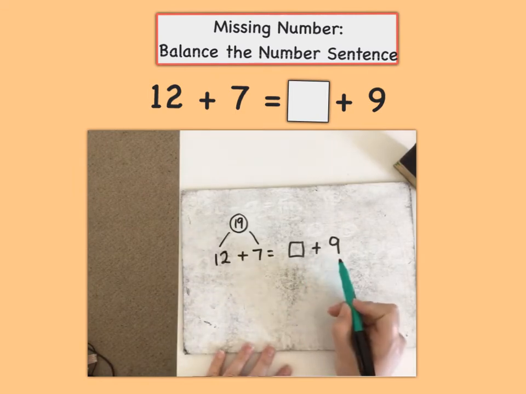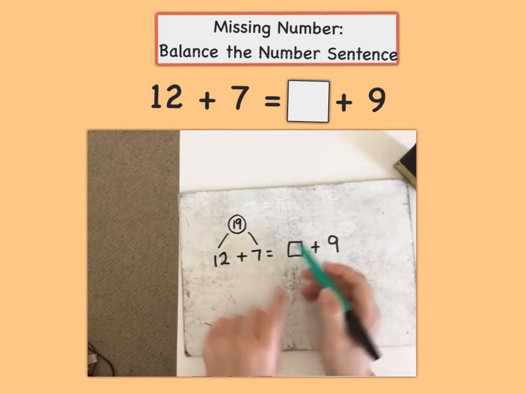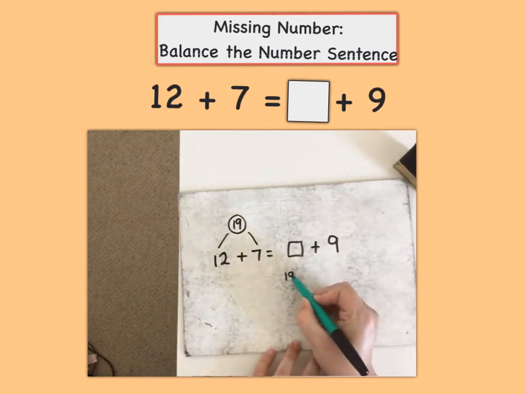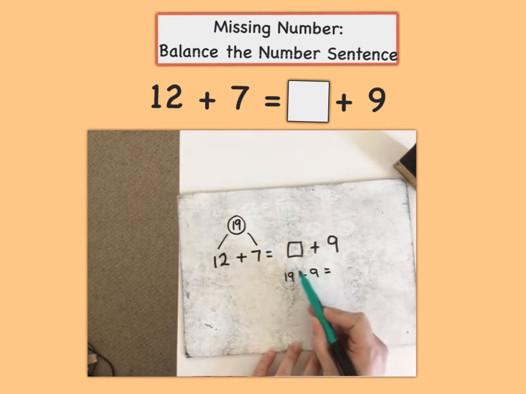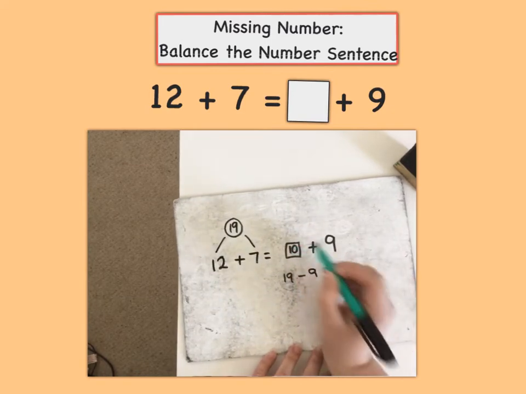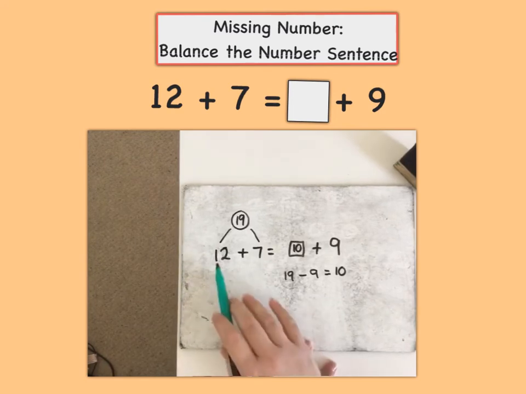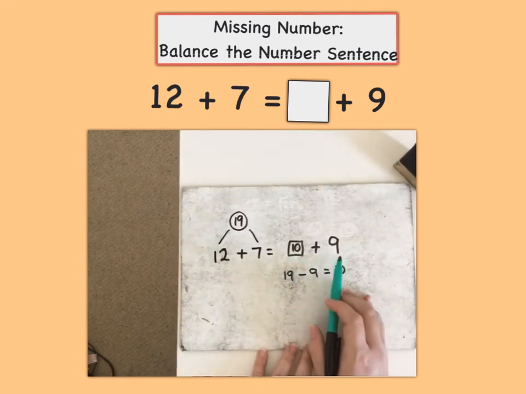Now I can try to solve this out. This is where I could actually do the inverse because I know to balance it, my equals the same as, it is going to be 19, this whole equation. So I'm going to do 19 take away 9. I know that there's 9 ones in 19, so that leaves me with 10. So to balance my equation, 12 add 7 equals the same as 10 plus 9.